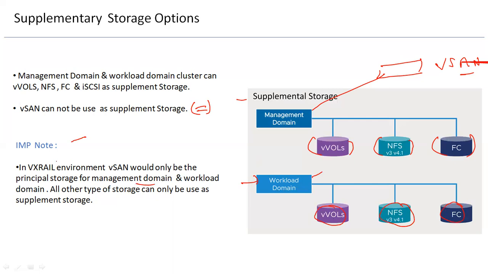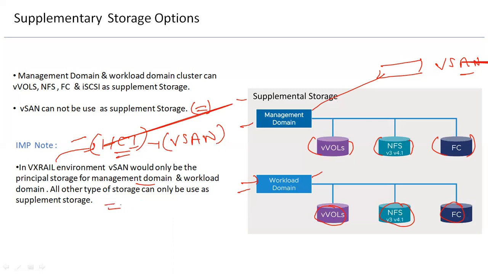The reason being, VxRail is my HCI node. The VxRail is the true hyper-converged infrastructure. So it mandatorily comes with the vSAN configuration. That's why, when we are building the VCF environment in a VxRail setup, vSAN would be the primary storage in both cases, no matter whether it is the management domain cluster or the workload domain cluster, whereas other storage could be used as supplementary storage, when we say VVol, NFS, FC or iSCSI.